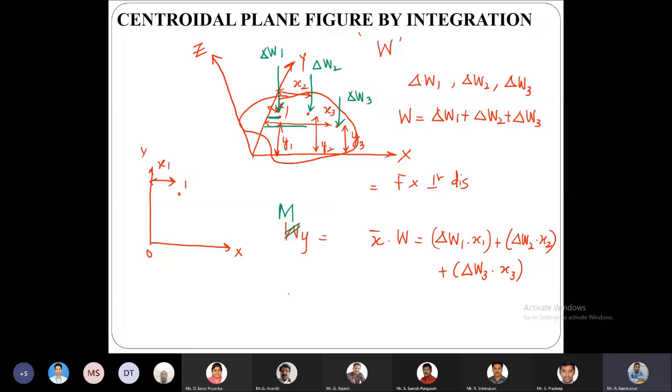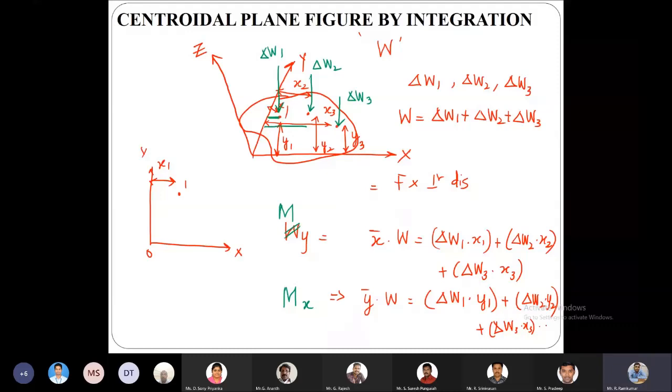Similarly, if you want to find the moment about the x-axis, we now use the perpendicular distance y. For the OX axis, y1 is the perpendicular distance. Thus we have y bar into W is equal to del W1 into y1 plus del W2 into y2 plus and so on up to del Wn into yn.